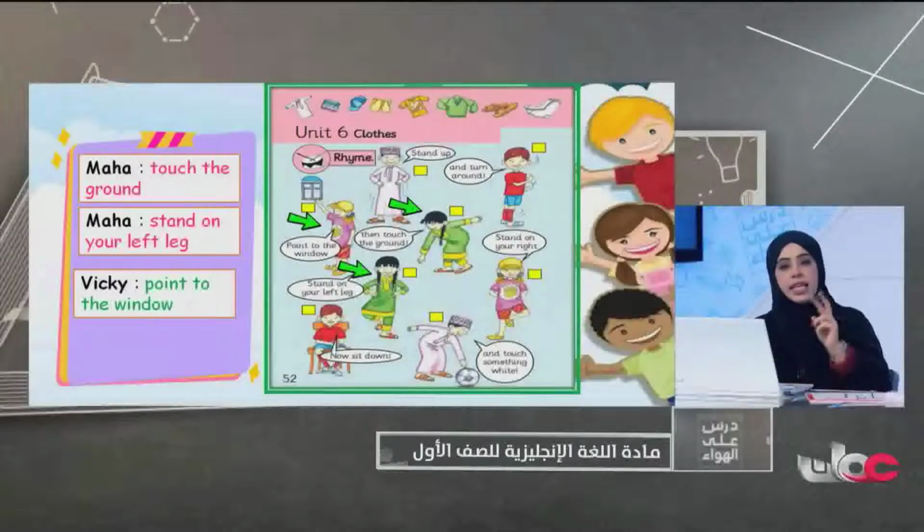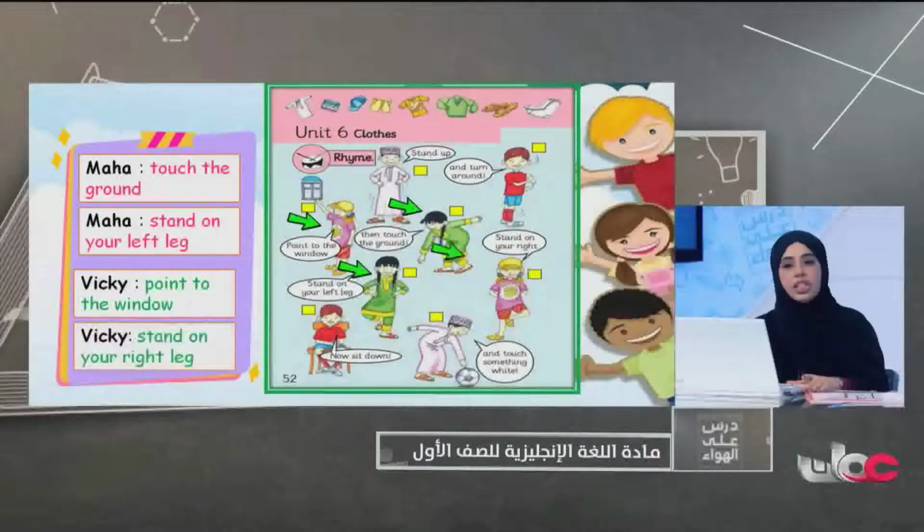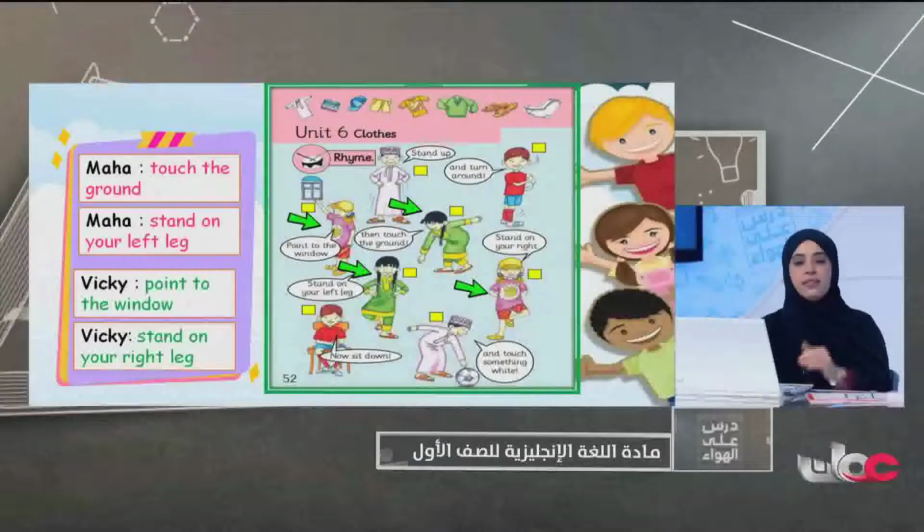Let's see what's the second thing that Vicky is doing. She is standing on her right leg. Right leg. As I told you before, we have right hand, left hand. Right leg, left leg. Now Vicky is standing on her right leg. Look at her. She is standing on her right leg.